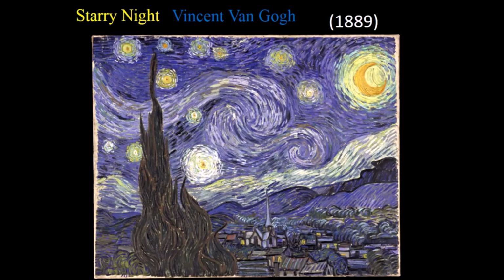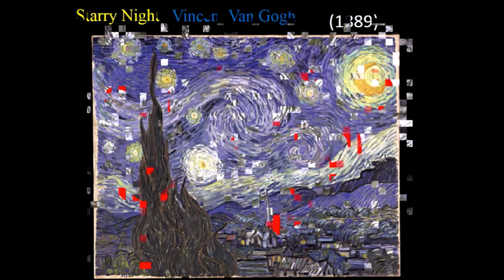The rhythms in Van Gogh's Starry Night are much busier. The eye will travel quickly through multiple directions and rhythms.